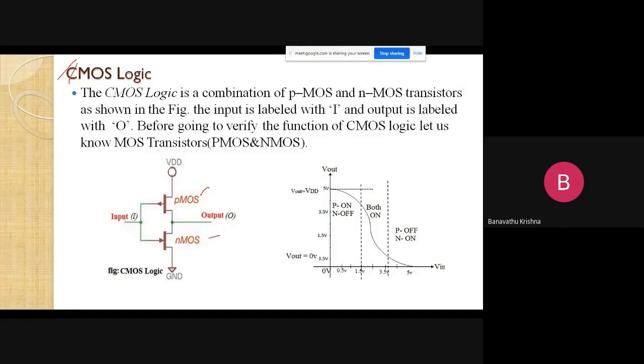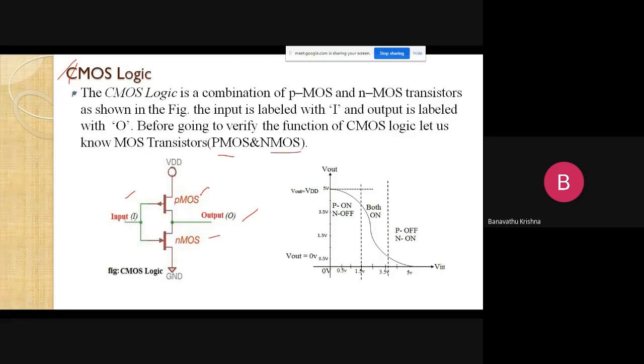So this is the PMOS device here and the NMOS device here. The combination of these devices is called CMOS logic. Let us see the point here. The CMOS logic is a combination of PMOS and NMOS transistors, as shown in the figure. The input is labeled with I, and the output is labeled with O. Before verifying the function of CMOS logic, let us know the MOS transistors, PMOS and NMOS.